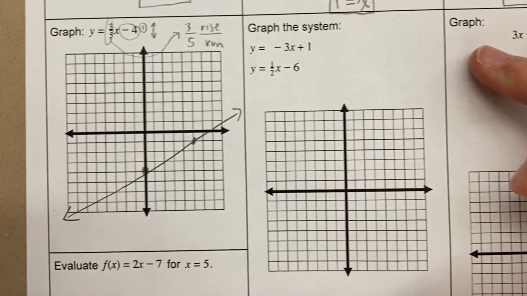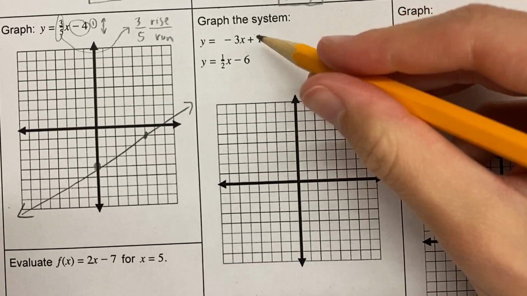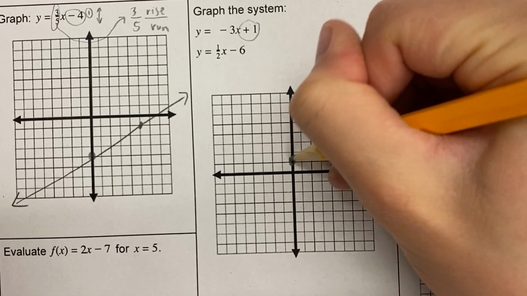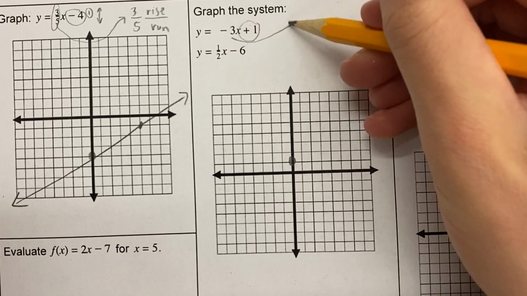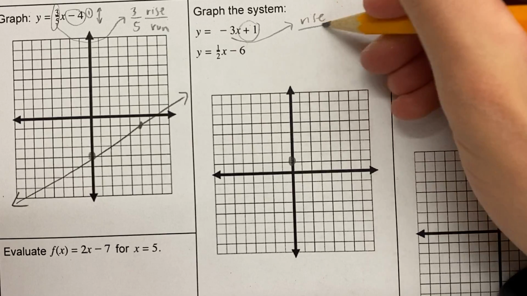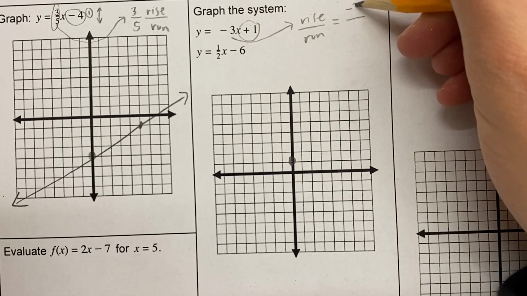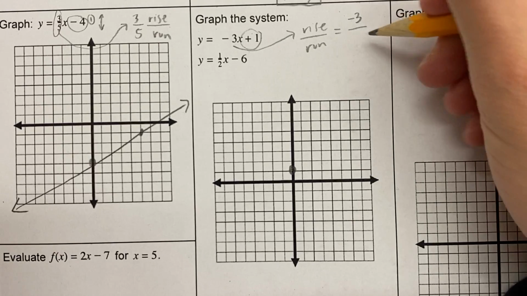Let's do it 2 more times right here. We're going to graph both these lines on the same graph. So here I'm starting at +1 on the y-axis. This is my rise over run. Remember, I have to make it into a fraction. The way I make a whole number into a fraction is I take that whole number, -3 in this case, and I put it over 1.